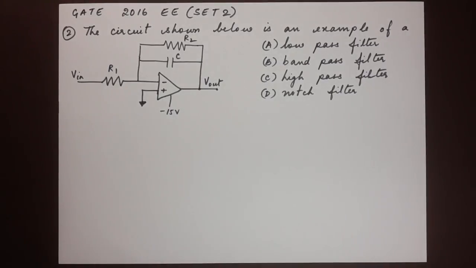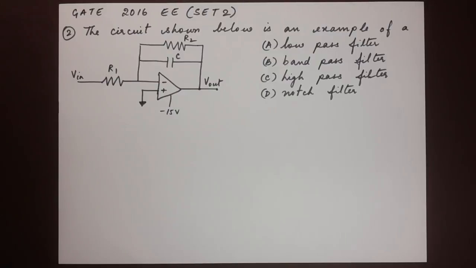Okay, so here's the next question, number 2. This is for 2016 electrical paper set 2. The circuit shown below is an example of, we have our 4 options: low pass filter, band pass filter, high pass filter and notch filter. So let's look at the circuit given to us.